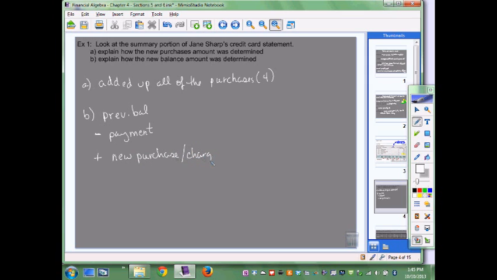I'll put both, plus any late charge, plus any finance charge. And that gives us the new balance.